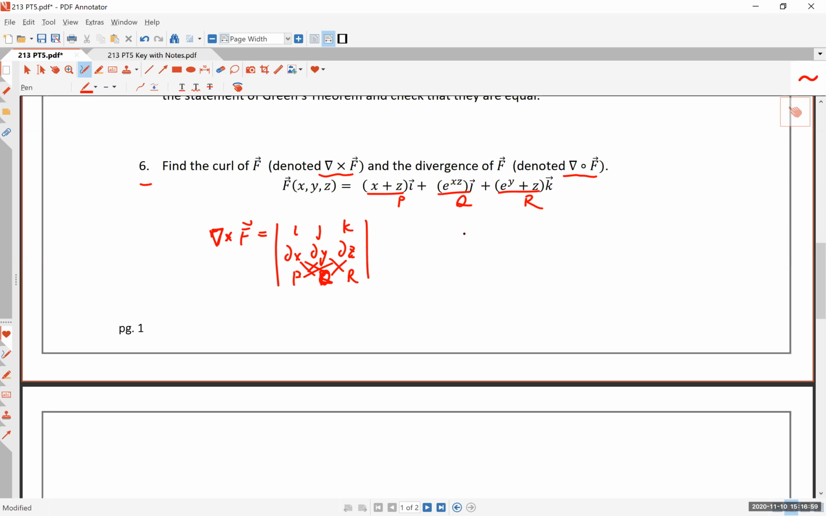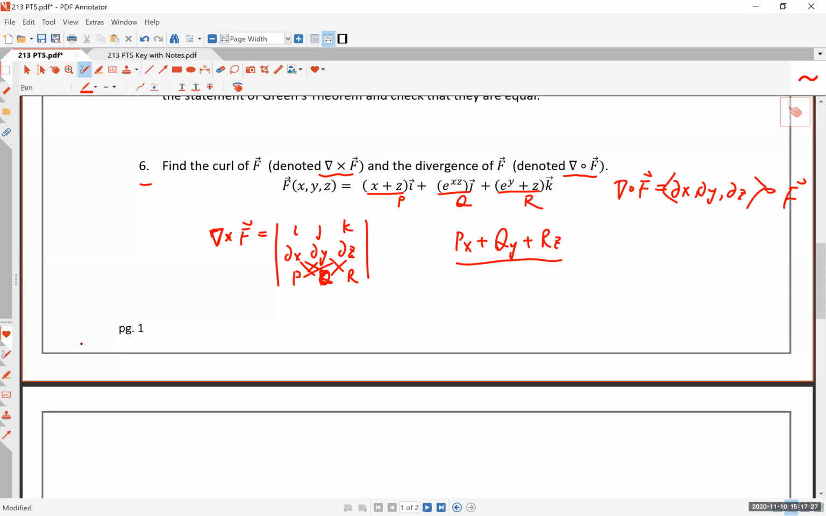That's the curl. The divergence is even simpler. It's the partial of p with respect to x, and then the partial of q with respect to y, plus the partial of r with respect to z. And the notation is this because it reminds you of the dot product of the gradient operator with f, right? And that's exactly what you see here, right? So these two really should not be causing any trouble here.